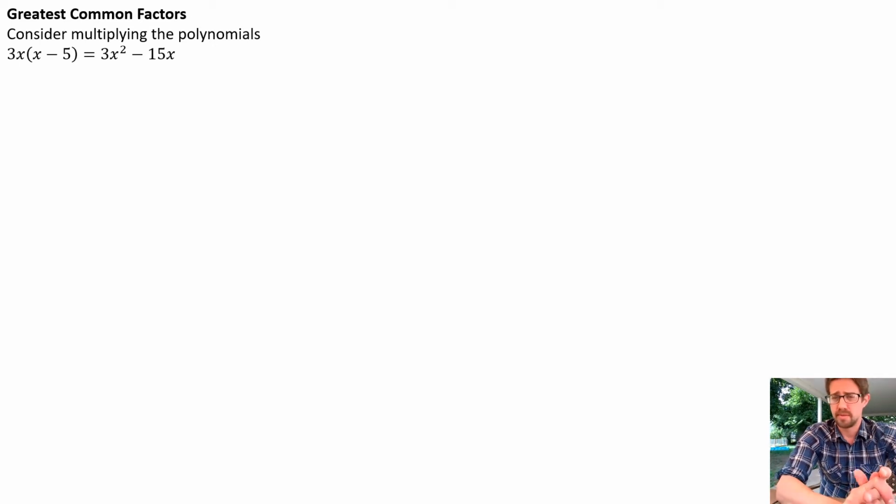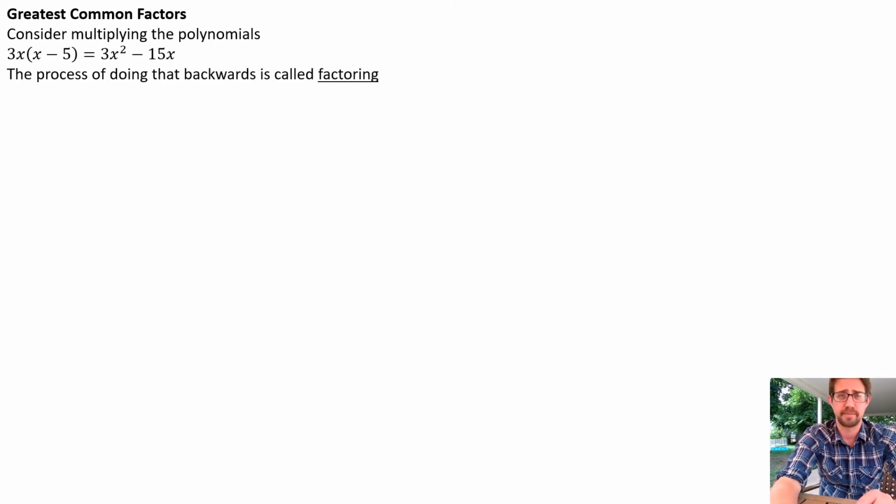So equality works both ways. All factoring really is taking this second expression, 3x squared minus 15x, and writing it as this first expression. We want to do that backwards. At its most basic, factoring is just using the distributive property backwards. But we have to lay a little bit of groundwork before we start doing that.